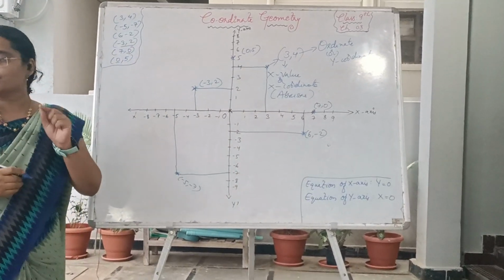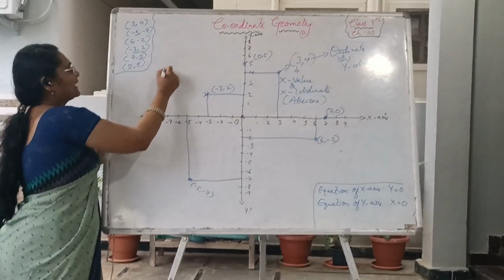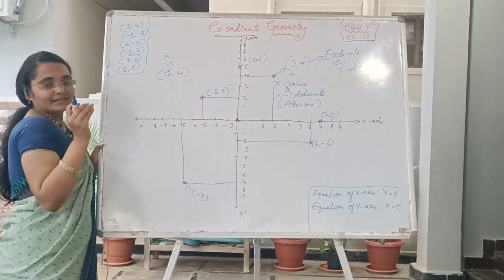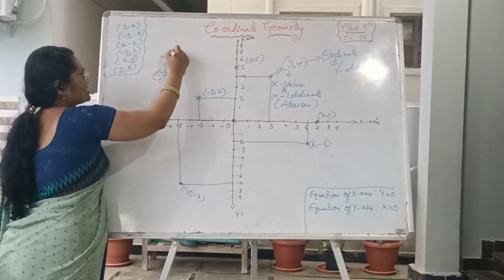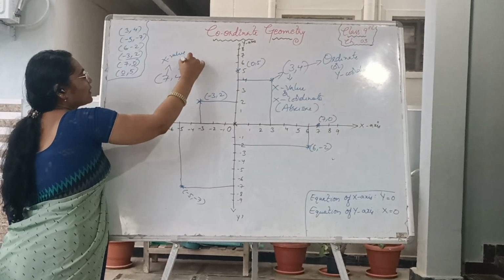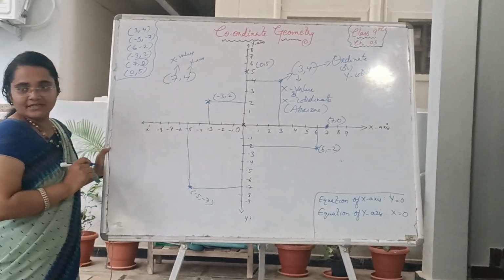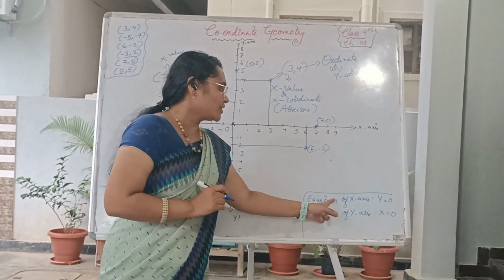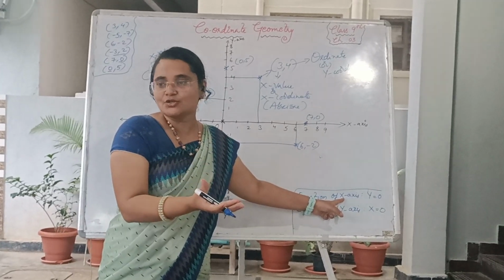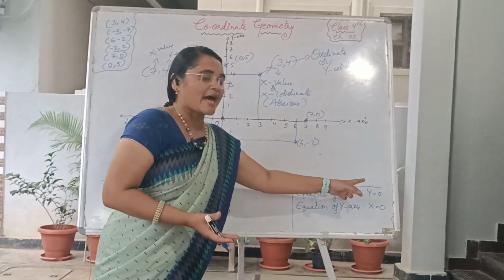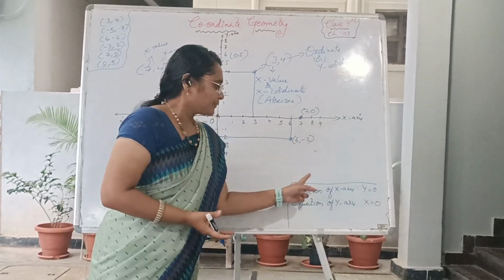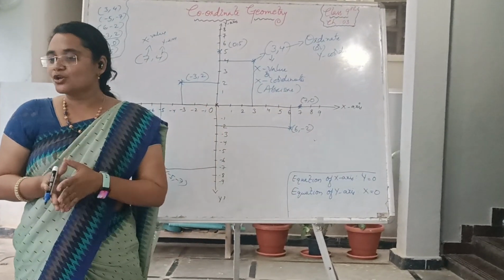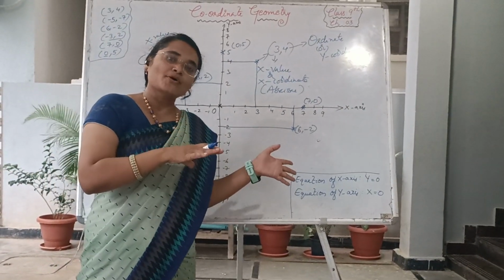So here you should remember only one logic. Whenever you take any point, the first value is the x value, the point located on the x-axis, and the second is located on the y-axis. Got it? Lastly, I want to tell you two important points. For the equation of the x-axis, you take the opposite coordinate as 0. So the equation of the x-axis is y = 0. In the same way, the equation of the y-axis is x = 0.